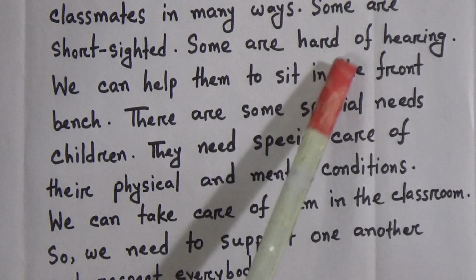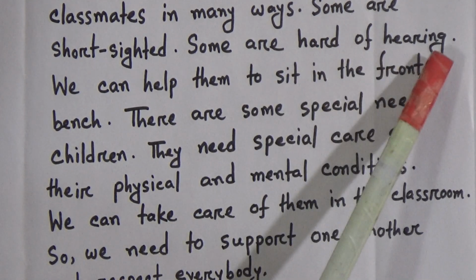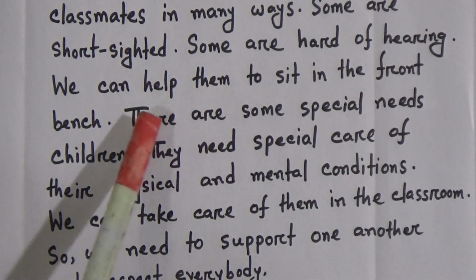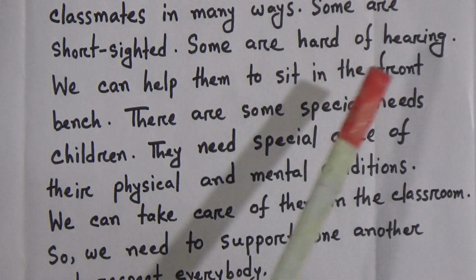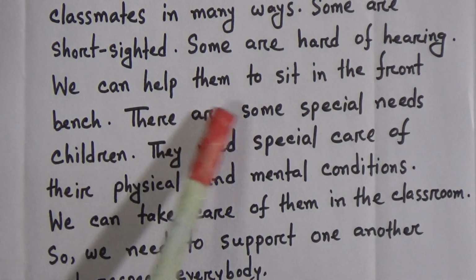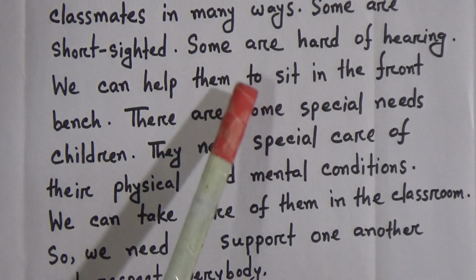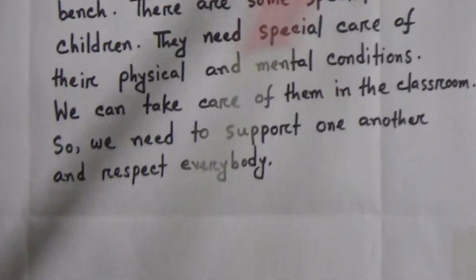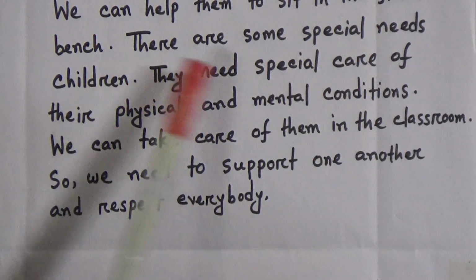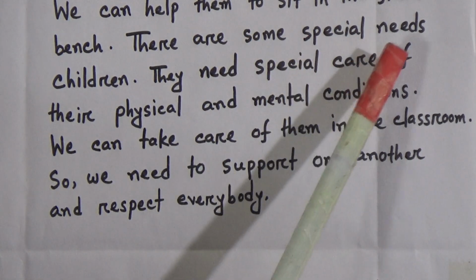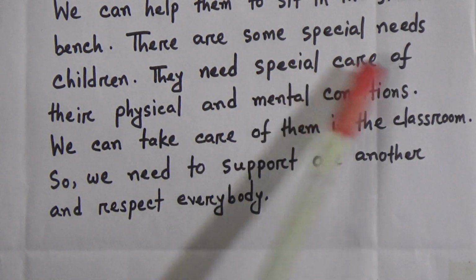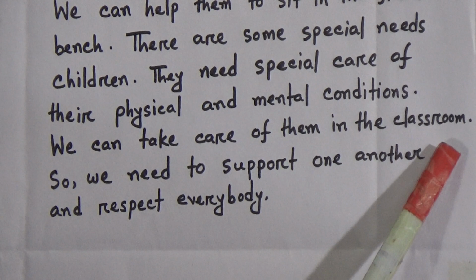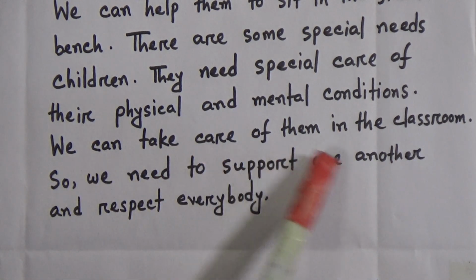Some are hard of hearing. That means some students are unable to hear well. We can help them to sit in the front bench. So, student, we should help them to sit in the first row so that they can hear and they can see the board clearly. There are some special needs children. Student, special needs children, that means some students need special care and attention. They need special care of their physical and mental conditions. We can take care of them in the classroom. Student, so we should take care of them in the classroom.